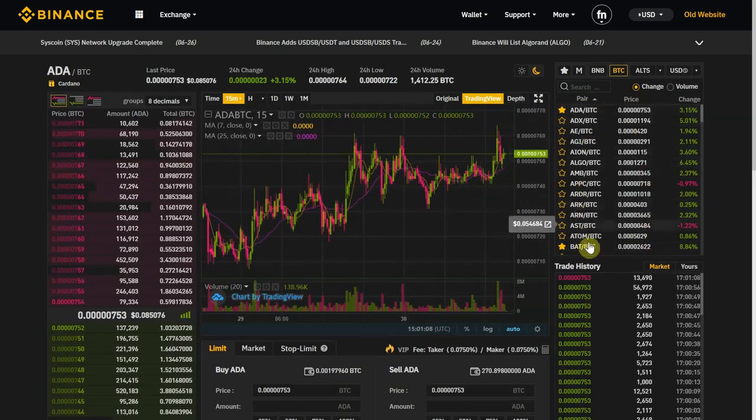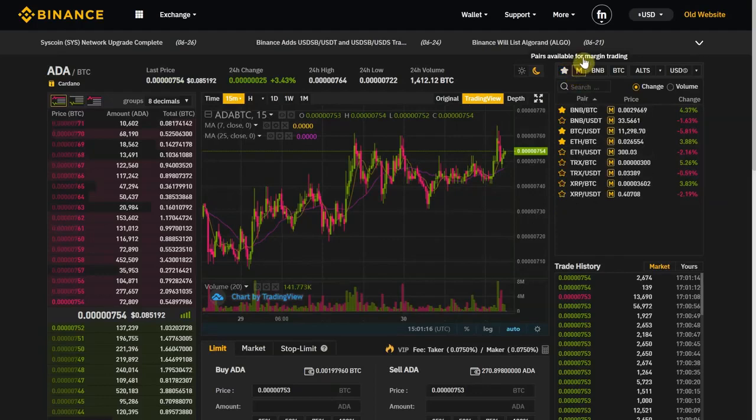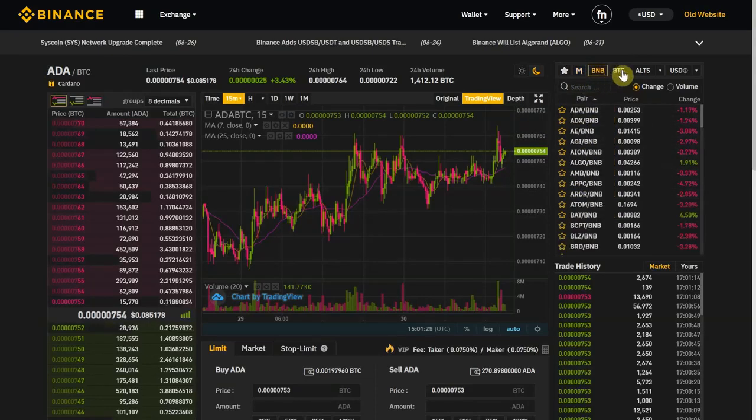Over here you have the pairs, the coins that you may buy or sell. You have a filter for your favorites. This is one of the new things they're developing, the margin trading. I haven't seen this before, but apparently you can use margin to trade all these pairs. That's nice to know. I don't use margin at all. And here you have the BTC pairs. So right now we're looking at Cardano here. You can filter and sort based on volume or percentage. You can sort over here.